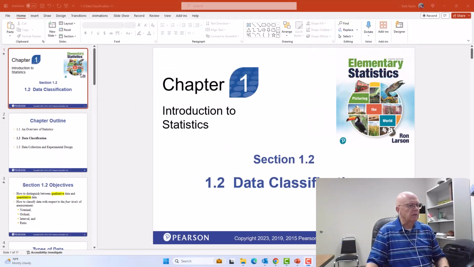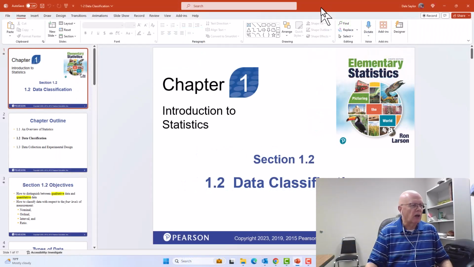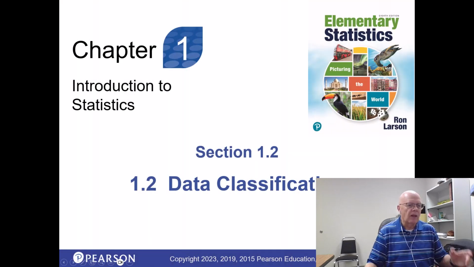Welcome back, everyone. This time we'll be talking about data classification, and there are some different ways of doing that. We'll go all through that.